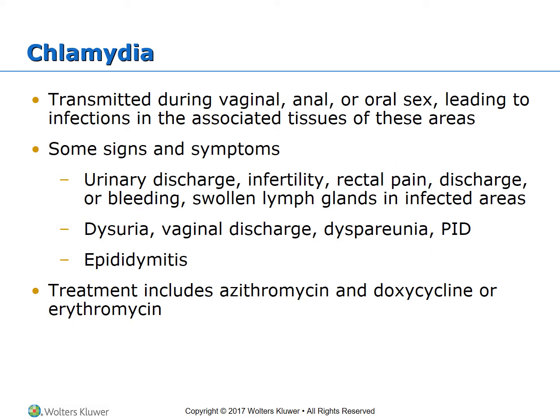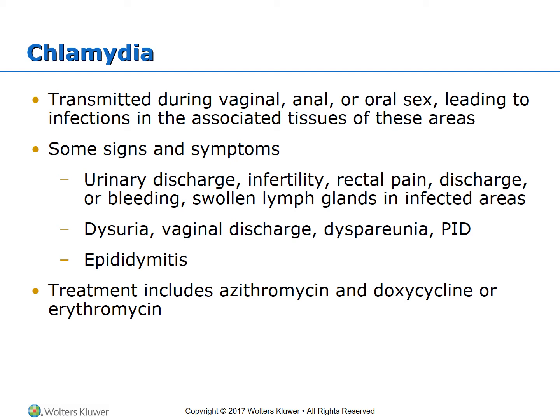Chlamydia has the highest risk of infertility. Chlamydia is transmitted during vaginal, anal, or oral sex, leading to infections in the associated tissues of these areas. Some signs and symptoms include urinary discharge, infertility, rectal pain, discharge or bleeding, and swollen lymph glands in the infected area. Approximately 50% are asymptomatic. That's why it's called the silent STD. So 3 out of 4 women have no symptoms, and half of men have no symptoms.